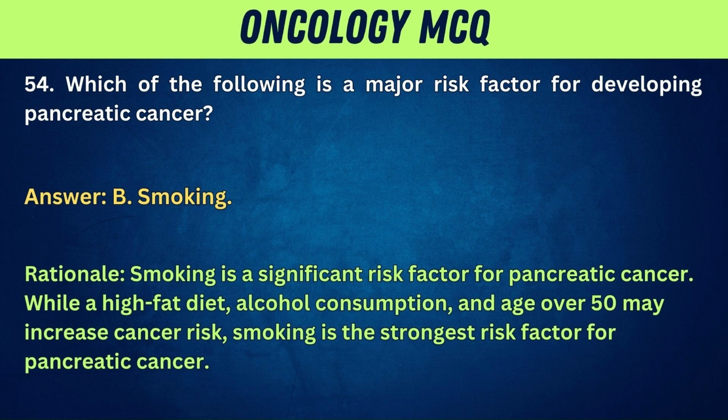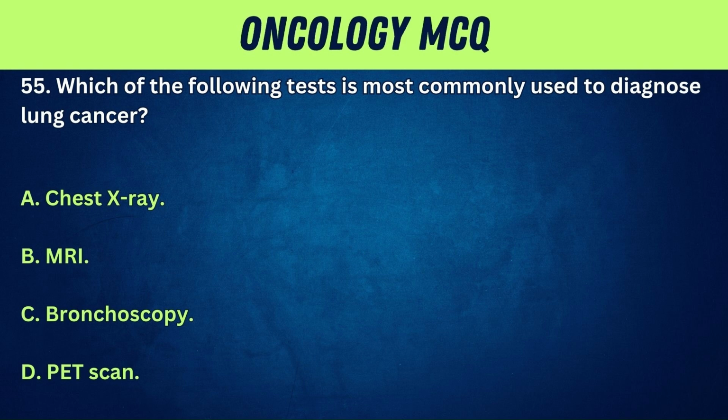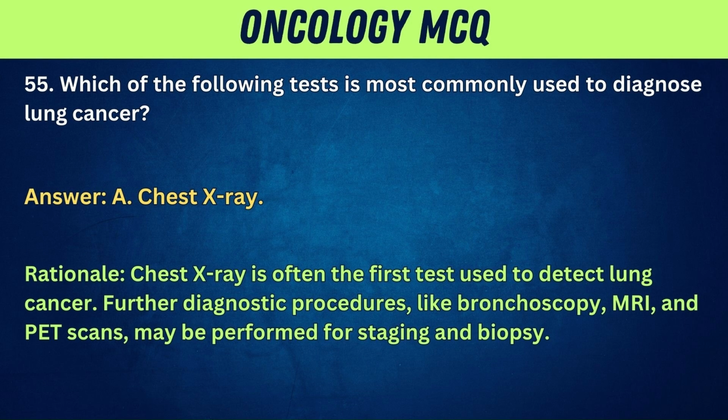for pancreatic cancer. 55. Which of the following tests is most commonly used to diagnose lung cancer? A. Chest X-ray. B. MRI. C. Bronchoscopy. D. PET scan. Answer: A. Chest X-ray. Rationale: chest X-ray is often the first test used to detect lung cancer. Further diagnostic procedures, like bronchoscopy, MRI, and PET scans, may be performed for staging and biopsy.